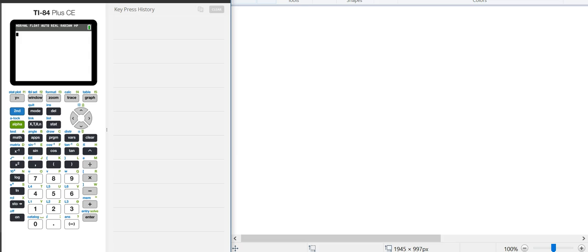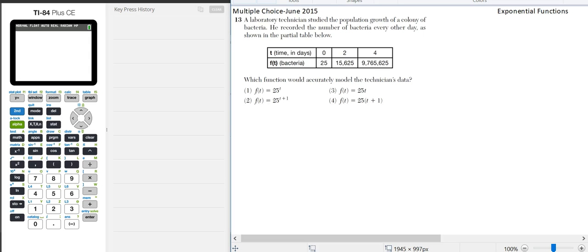to see which equation is made true with the values that they give you. Let's look at an example. We'll first do one from a table and then we'll do one from a graph. This is question number 13 from the June 2015 Algebra 1 Regents.